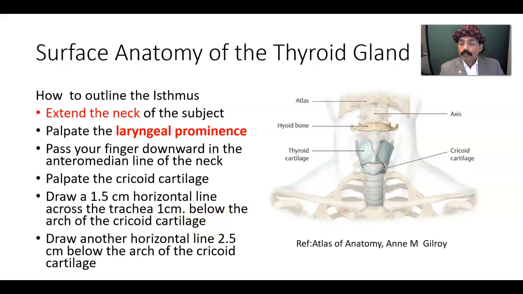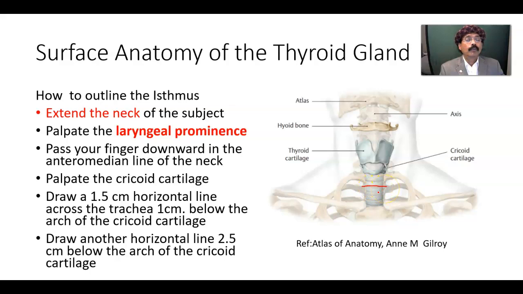So let's go there. If we draw a line of around 1.5 centimeter, okay, we've done that. A 1.5 centimeter horizontal line across the trachea, 1 centimeter below the arch of the cricoid cartilage. This is the cricoid cartilage, just 1 centimeter below. We have done one horizontal line.